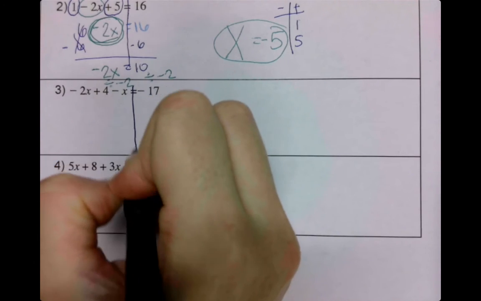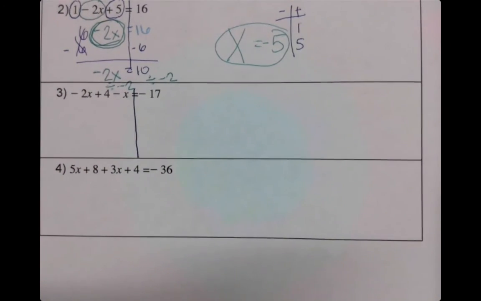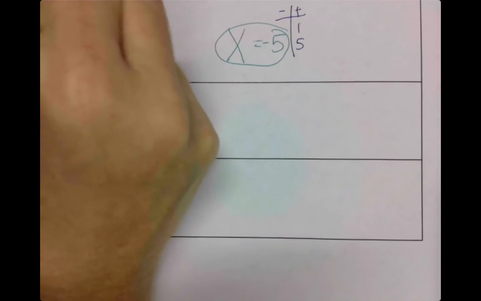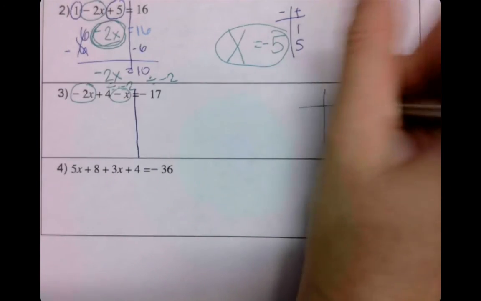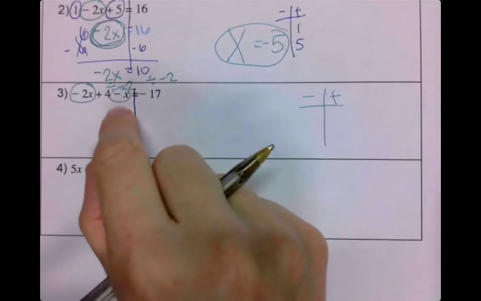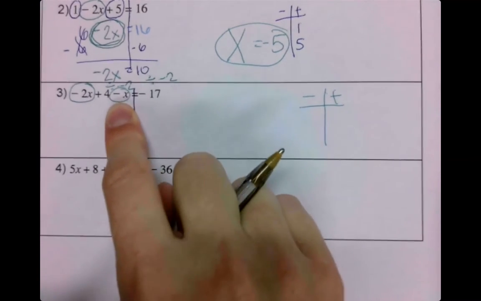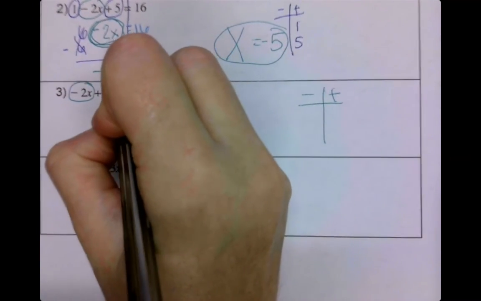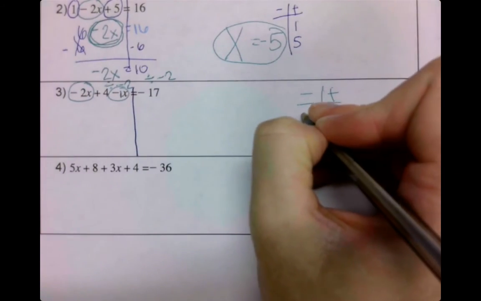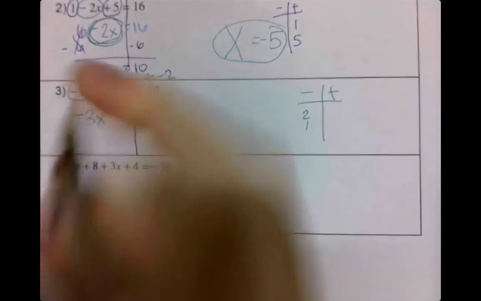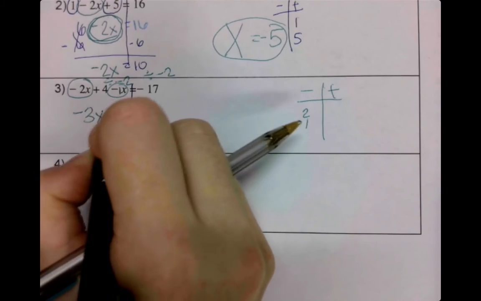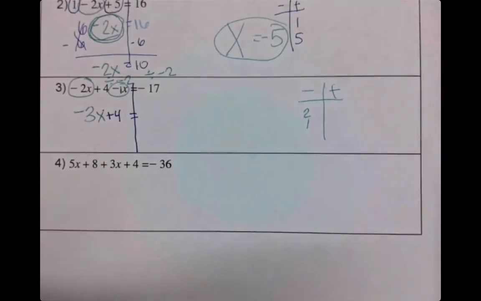Welcome back. So we should have combined like terms first. Some people are going to be like, there's not a number here. I don't know what that means. So that just means that there is one of those x's. So we have 2 and 1. That gives us negative 3x. Then we have our plus 4. And then we have our equals negative 17.